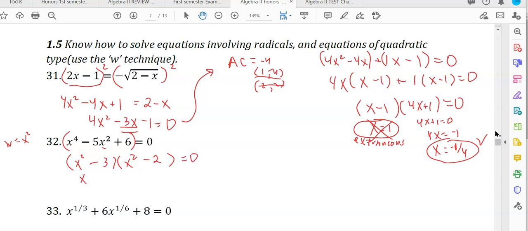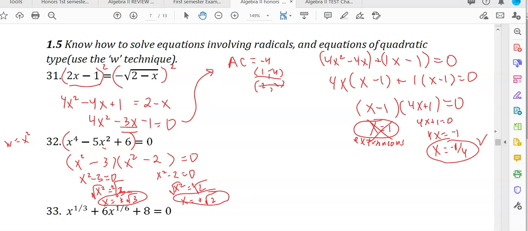Set each one of these equal to 0, so x squared minus 3 equals 0. So x squared equals 3. Square root both sides, plus or minus. So x equals plus or minus the square root of 3. And this one would be x squared minus 2 equals 0. So x squared equals 2. Square root both sides. Don't forget plus or minus. So x equals plus or minus square root of 2. Not a bad idea to check those answers and plug them in. If you do, you'll find they work.